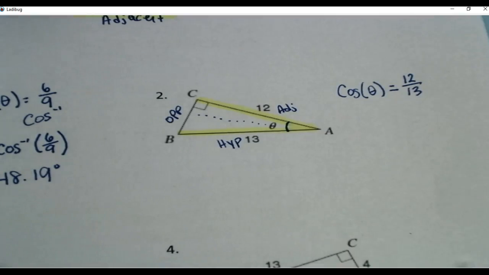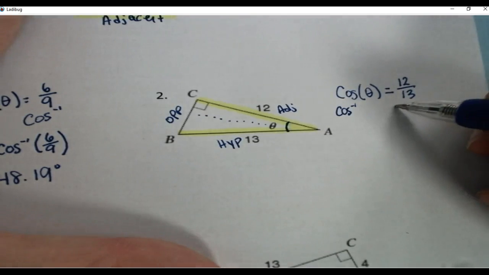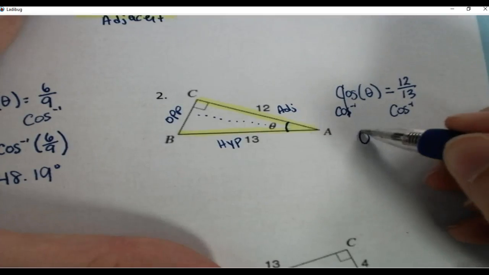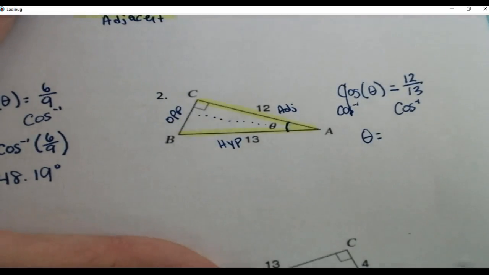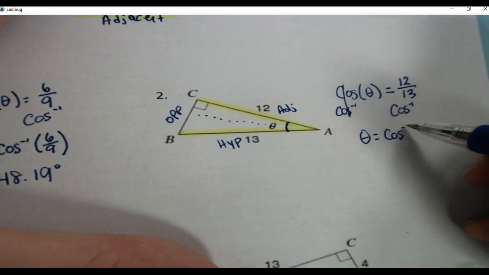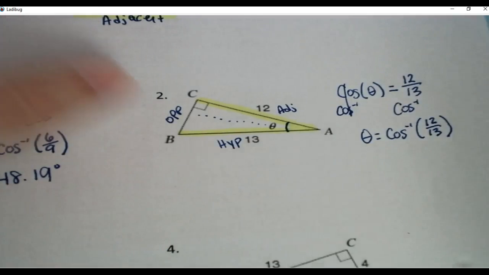Okay. So again, all we have to do now is just get rid of that cosine. So we do inverse cosine. That cancels out our cosine, so we're left with theta on the left, and then cosine -1 of 12 over 13.